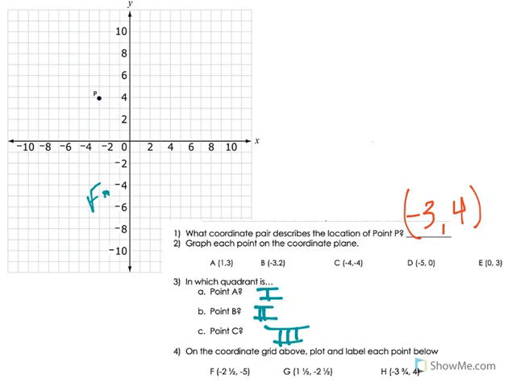G is at +1 1/2, -2 1/2. So I'm going to go over on the x-axis 1 1/2 spaces. I'm going to be halfway in between 1 and 2. And then I'm going to go down 2 1/2. So about right there. Okay, so that is G.